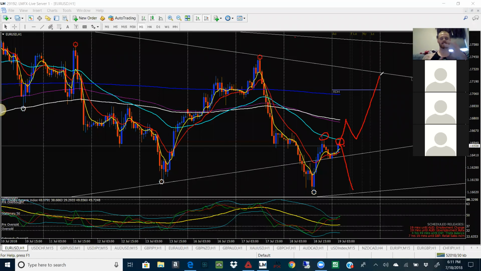So right now is not a good time to touch it. Obviously, it's Euro USD. It's Asian session. We don't touch these things until it hits New York session or London session. We just got to be patient with it.